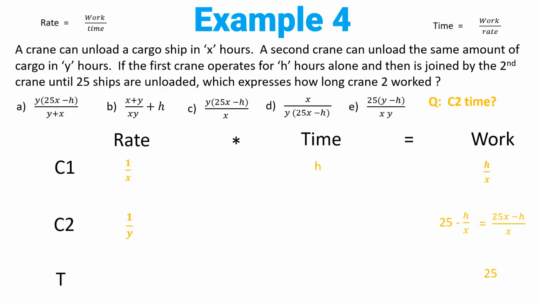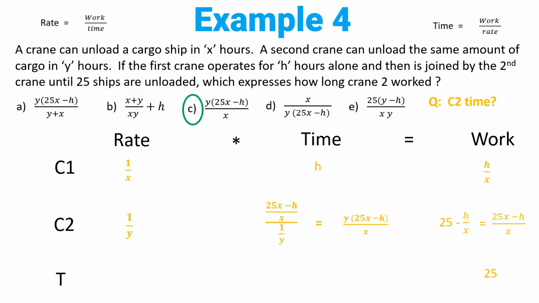All right, so we're being asked for crane 2's time, and we're in luck because we have a rate and we have a work, and we know for sure that time is just work over rate, which means the time is (25X minus H) over X, over 1 over Y. If you do that algebra, what you find is that crane 2's time is Y times (25X minus H) over X, or answer choice C. Okay, very nicely done.